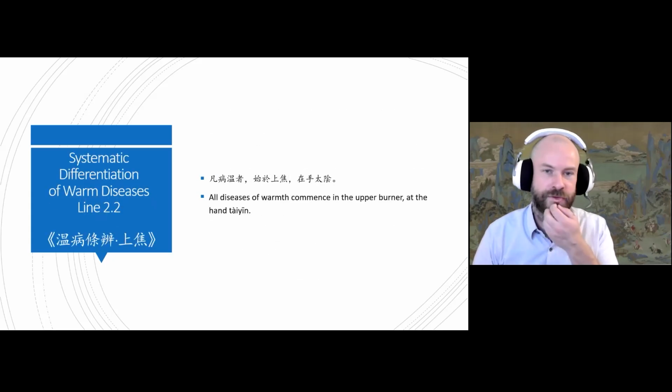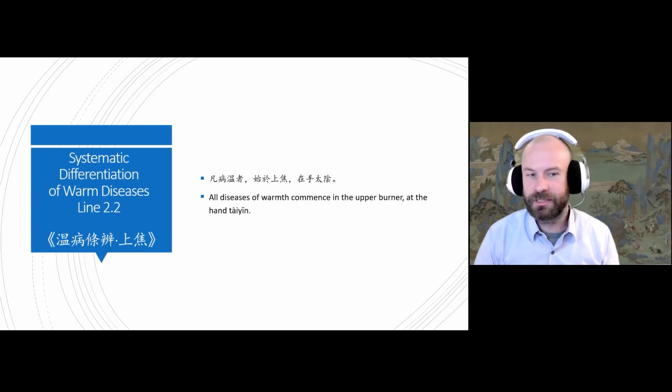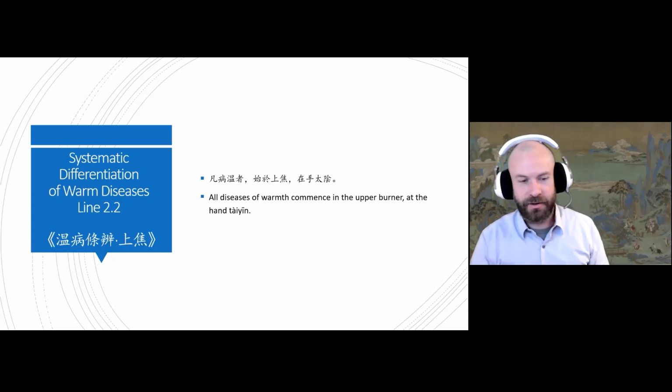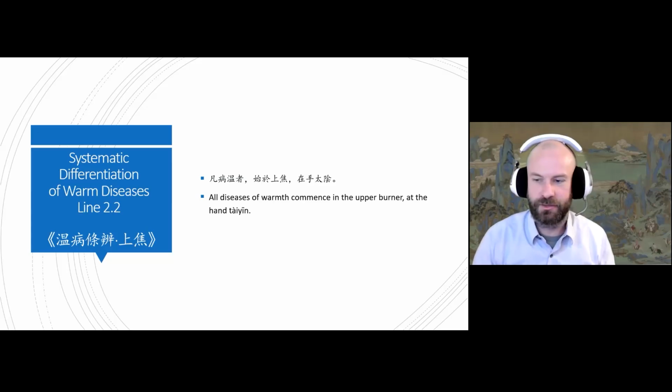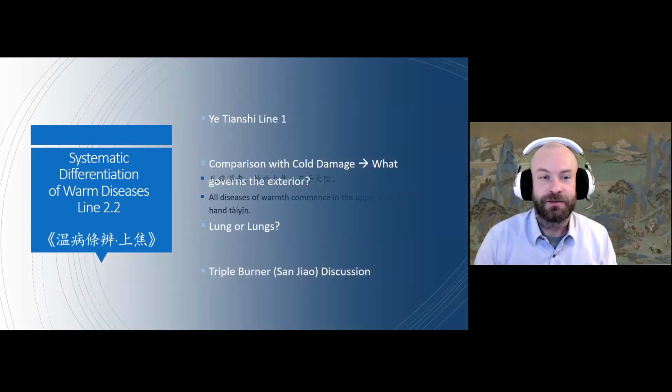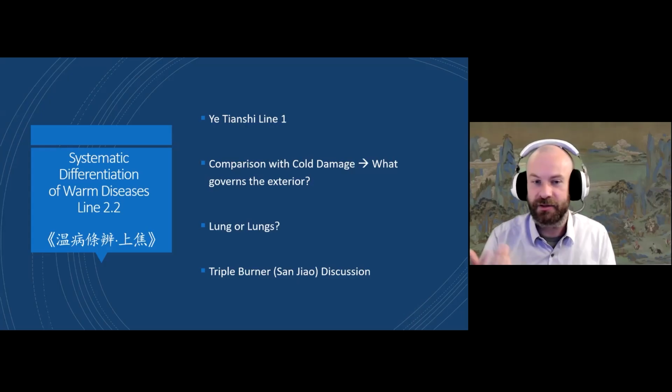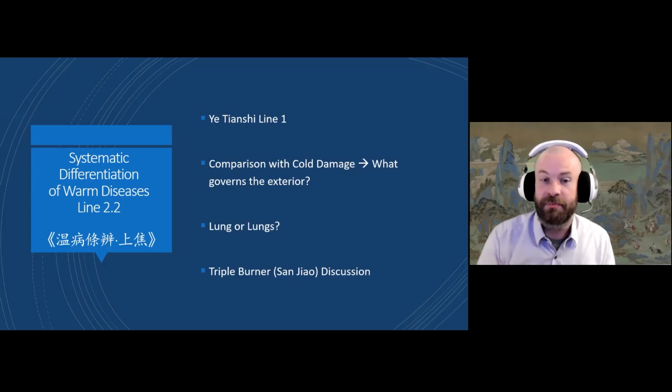So in line 2.2, it states, all diseases of warmth commence in the upper burner at the hand Tai Yin. Whenever I read the lines, I always like to think a little bit about what they're referencing. So first off, what's our reference there? Ye Tianshi, line 1 from the Treatise on Warm Disease, where it says, when warm evil intrudes into the upper burner, it initially invades the lung. So that's where he's quoting there.